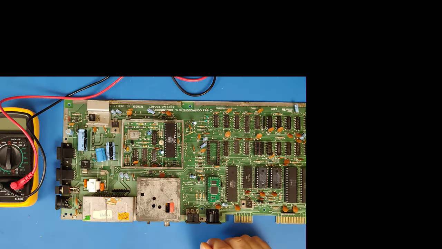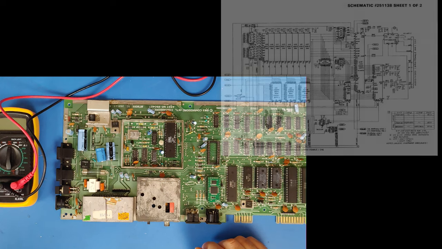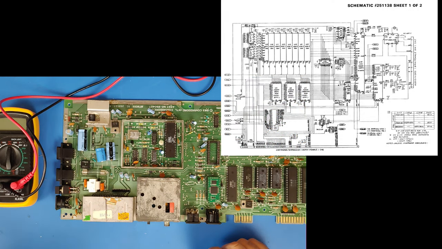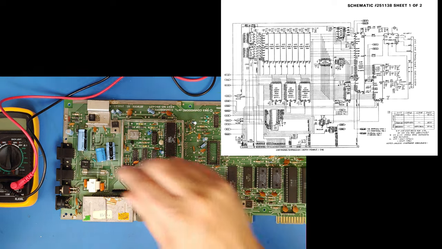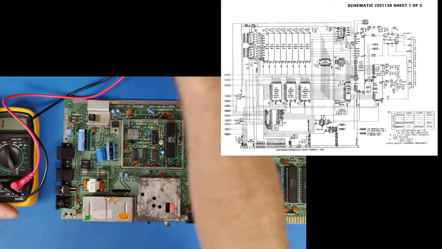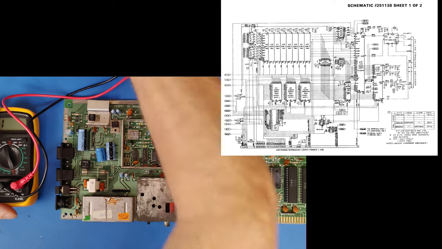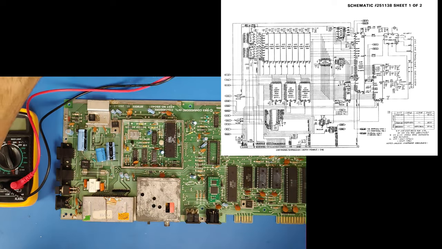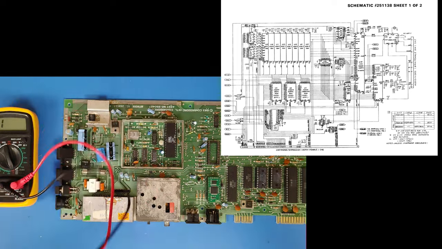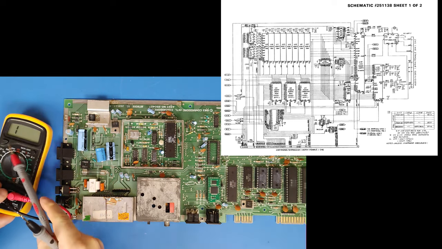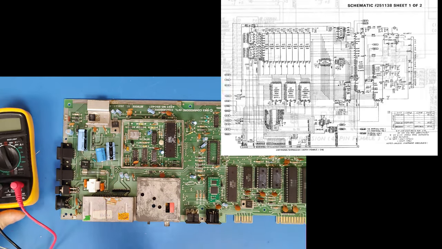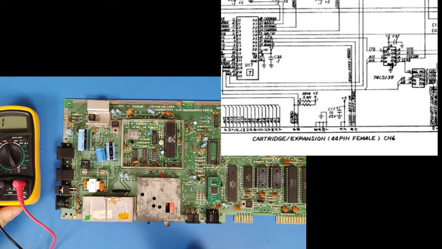I have a schematic here of the Commodore 64 board that I am currently working on. And the first thing I'm going to do is, as I said, tone out all of the cartridge port connections. So, looking at the schematic here, we can see that on the cartridge port, pins 1, 22, A, and Z are all ground.